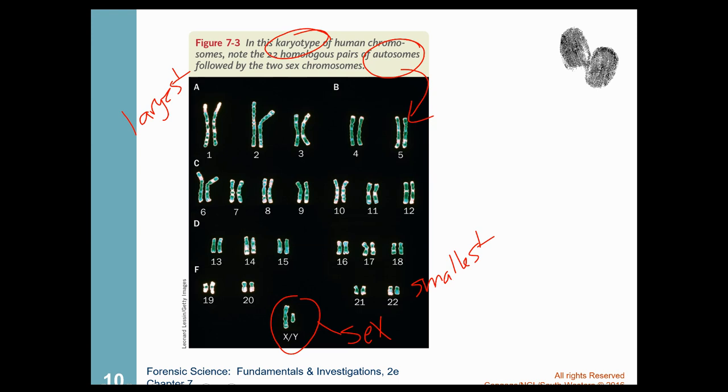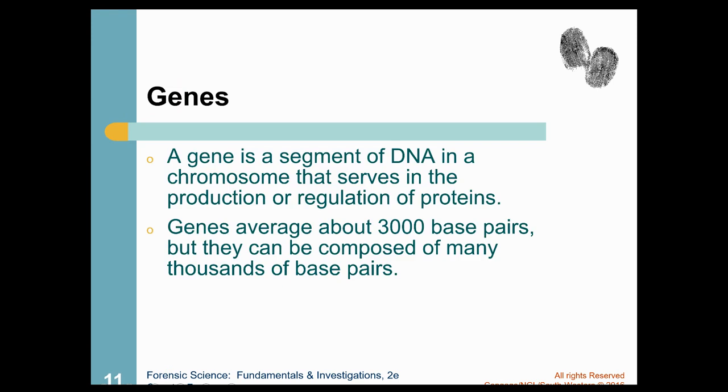So this is one of your vocabulary words, and this is one of the activities that you will do in your lab. So a gene is a segment of DNA. So gene and DNA aren't used interchangeably. A gene is just a portion of DNA, and it serves to produce proteins. Proteins are a really big and important part of your biochemistry. And genes average about 3,000 base pairs, but they can be composed of many thousands of base pairs.